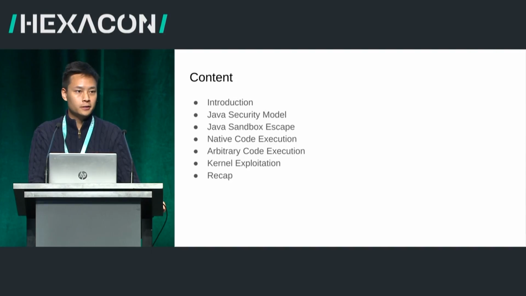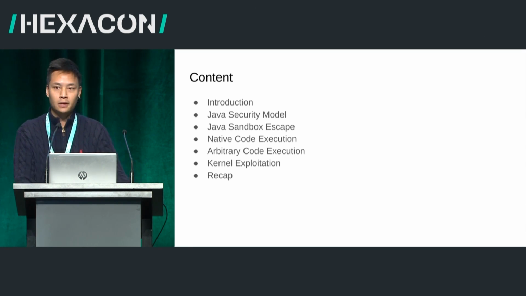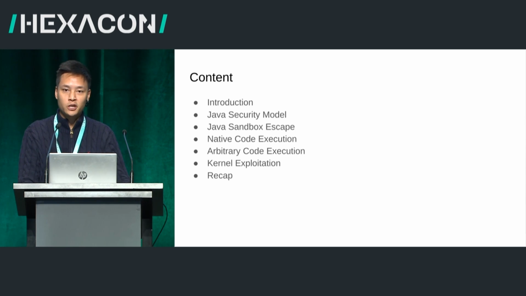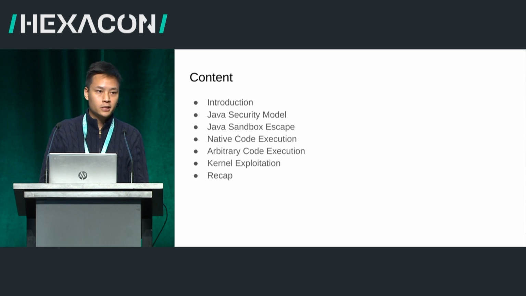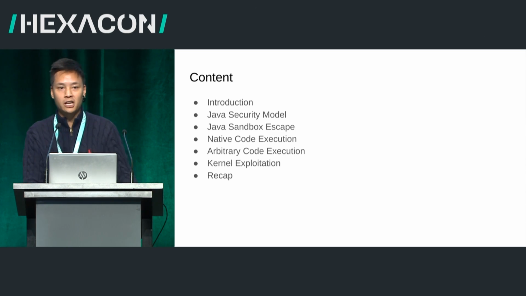The content of this talk is the following. First, I will give an introduction about myself and the motivation behind this work, and then I will briefly cover the Java security model, and I will present vulnerabilities that I've discovered, which allowed me to escape the sandbox. Next, I will explain how I got native code execution with them, and how I even managed to get arbitrary code execution. And finally, I will talk about the very first public kernel exploit for the PS5, and at the end I will do a quick recap of all the topics.